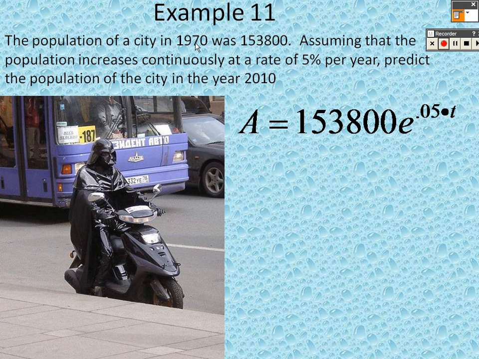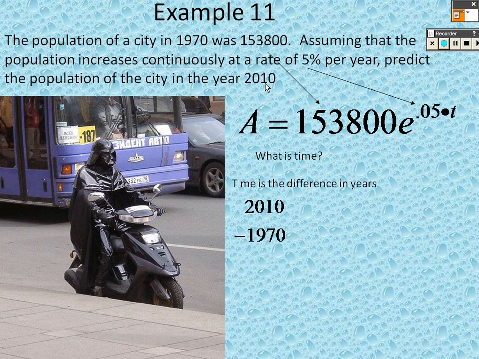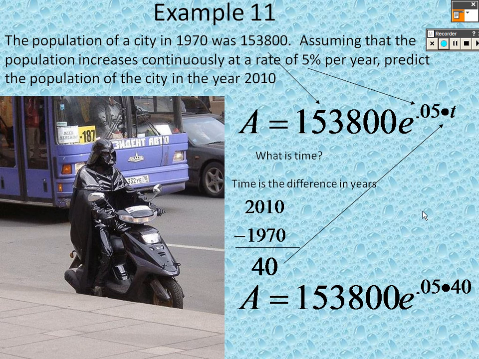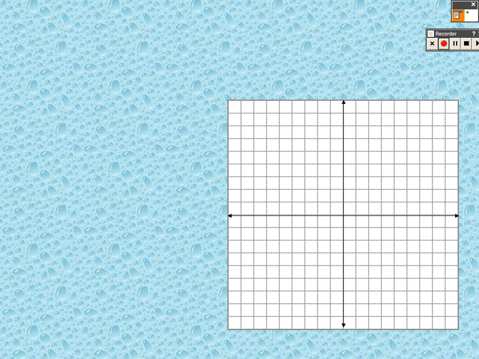Well, 1970 to 2010, I need to find the time. So to do that, I just find the difference, which happens to be 40 years. So I plug in a 40 for that time, and when I plug it in, I end up getting about 1,136,437. Okay, these aren't hard problems. It's just about knowing where to plug the values in.